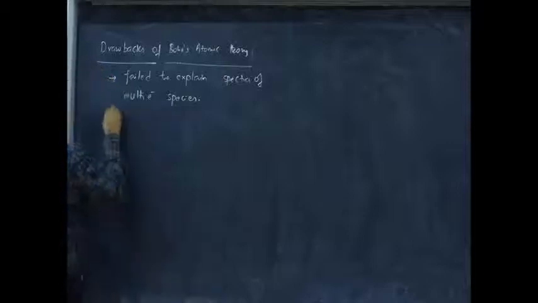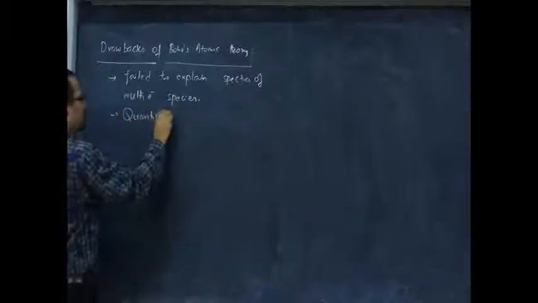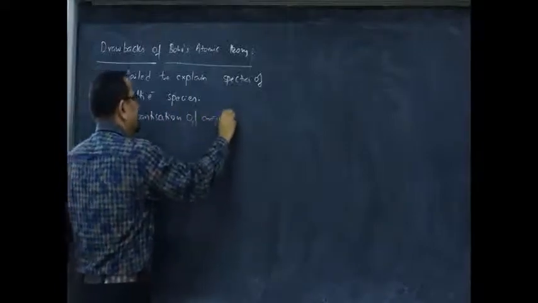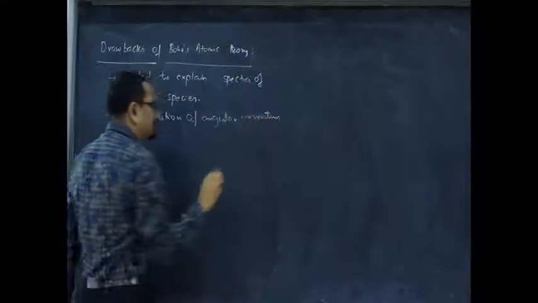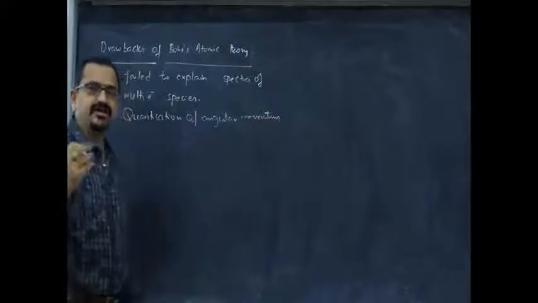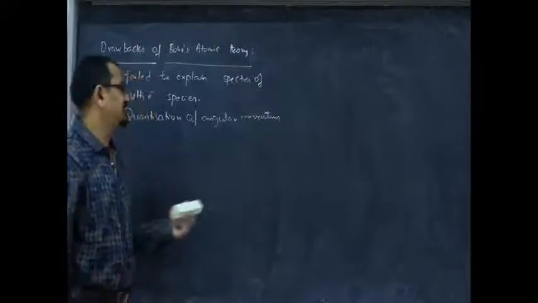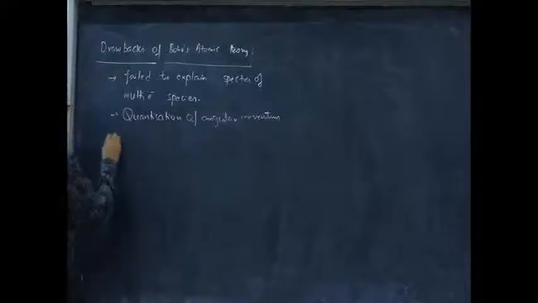Second point is quantization of angular momentum. He had given that electron revolves around the nucleus in such an orbit where its angular momentum is an integral multiple of h by 2 pi, but it was not proved by Niels Bohr. He had given a hypothesis.